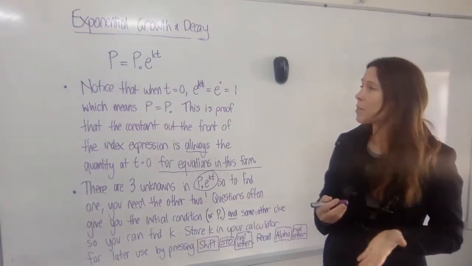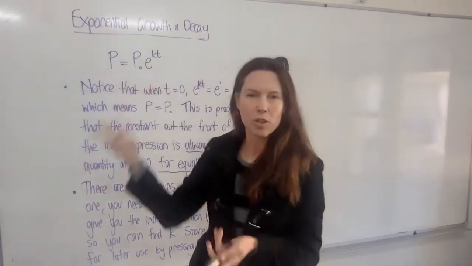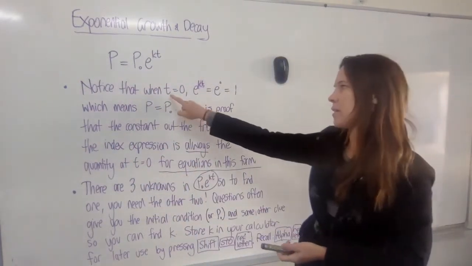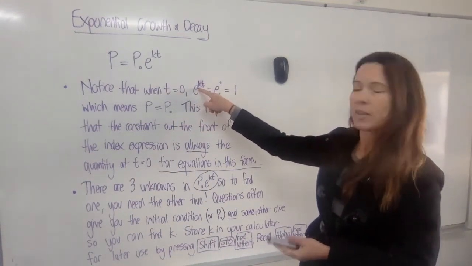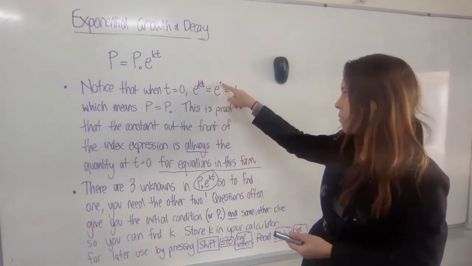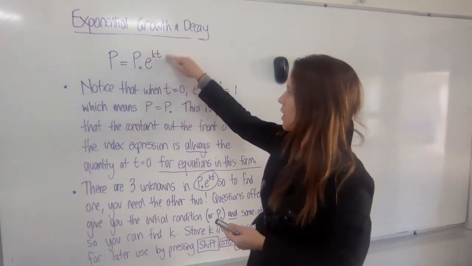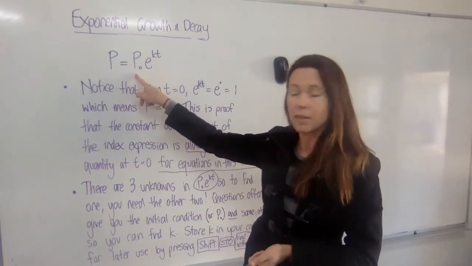Now, a couple of tips. When you've got an equation in this sort of form, and it might be P or it might be Q for quantity, V for volume, something like this, notice that when time equals 0, we get e to the power of K times 0, and that gives us e to the power of 0, which is just 1. So this whole section becomes 1 when time equals 0, and that means that P just equals P0.